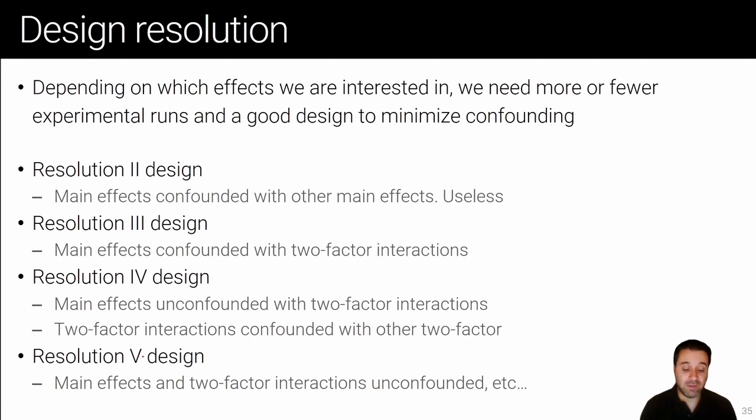However, we know that the main effects are not confounded with any interaction, at least between two factors. If we need even higher resolution, we can go for even more runs, even more combinations of the factors. And so in a resolution 5 design, the main effects are not confounded with each other. They're not confounded with two-factor interactions. The two-factor interactions are not confounded with each other, etc., etc. And so the higher our resolution, the more runs we're going to need.